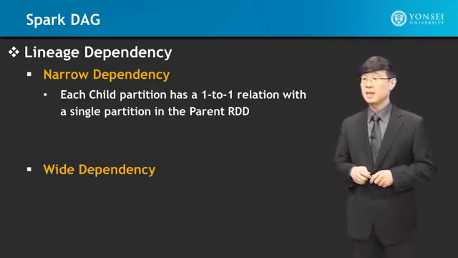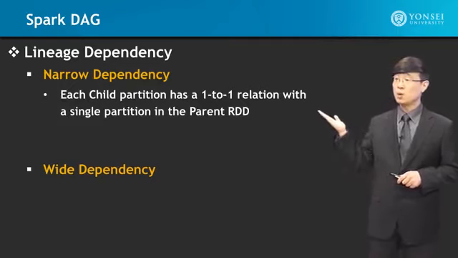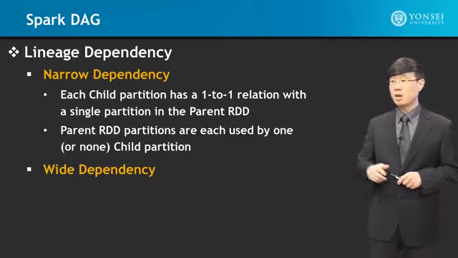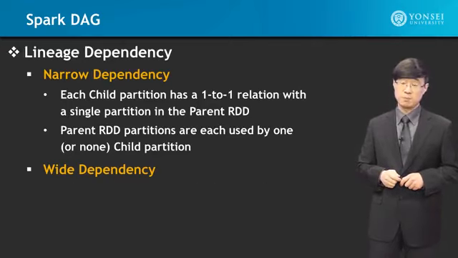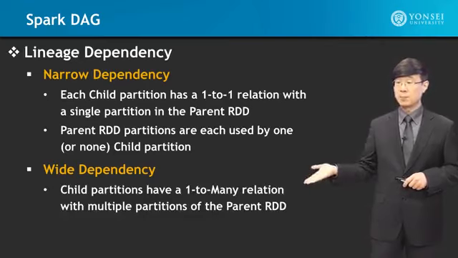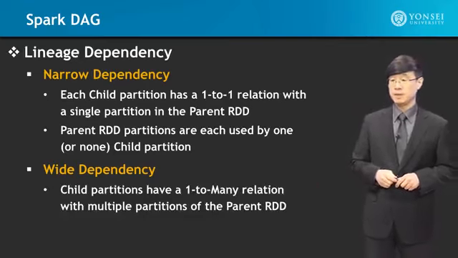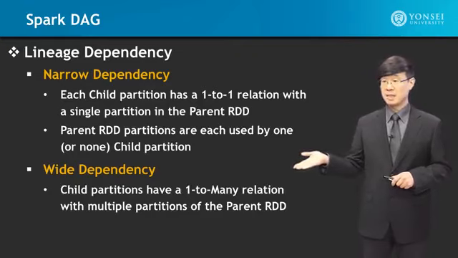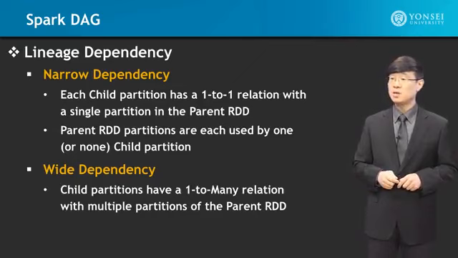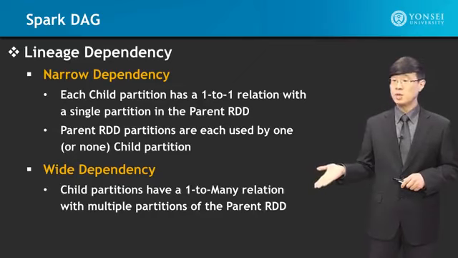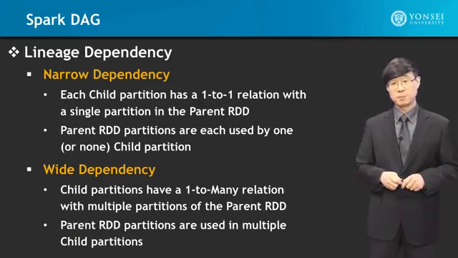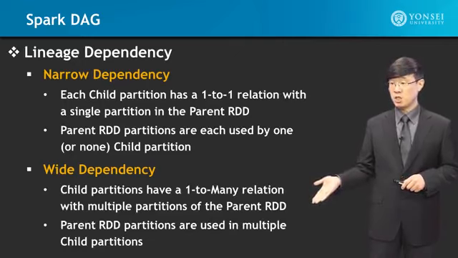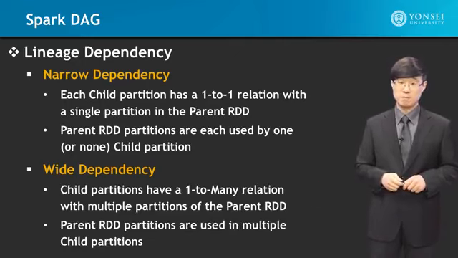For a narrow dependency, each child partition has a one-to-one relation with a single partition in the parent RDD. The parent RDD partitions are each used by one or none of the child partitions. In a wide dependency, child partitions have a one-to-many relationship with multiple partitions of the parent RDD. Parent RDD partitions are used in multiple child partitions.